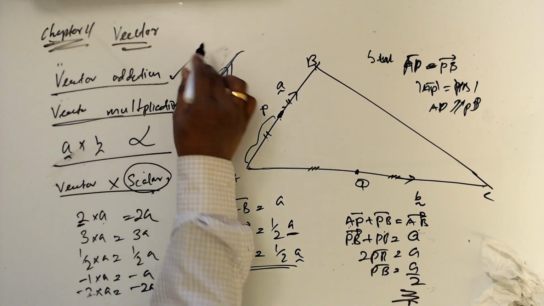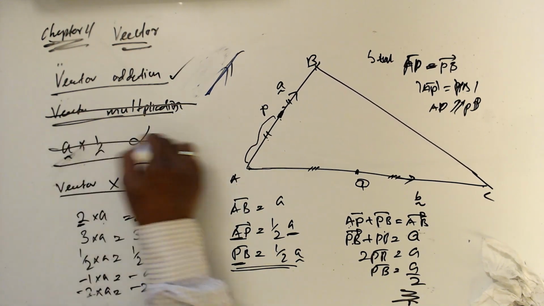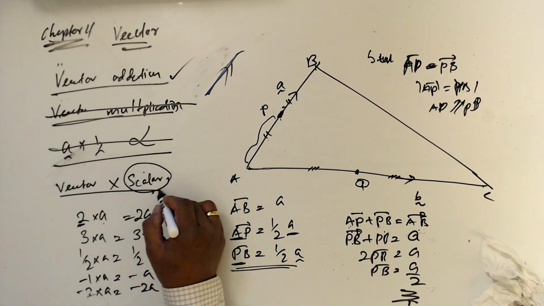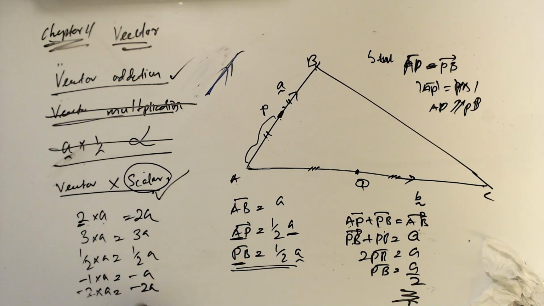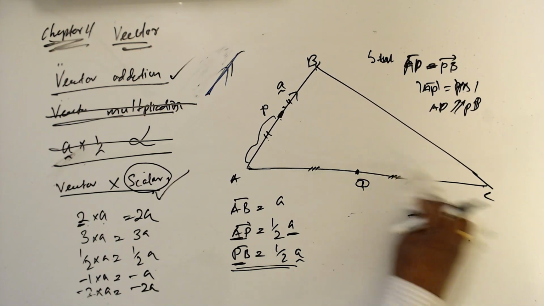So vector addition done. Vector multiplication now means a vector multiplied by a scalar, meaning a number. Yeah, that's done now. I'll do a bit of extension to this sum.